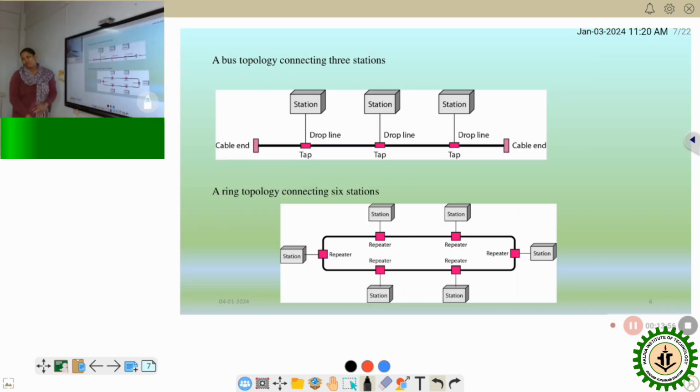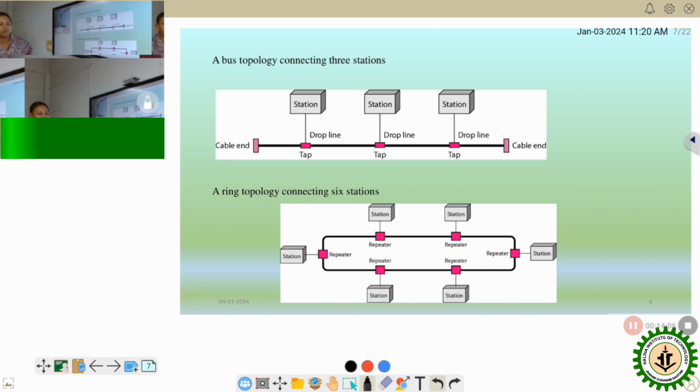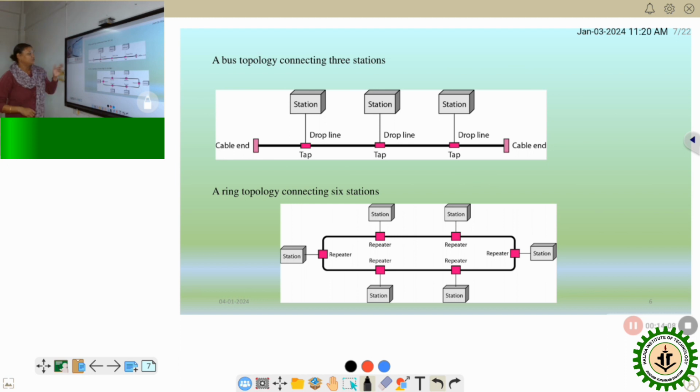Next, the bus topology. This is the easiest one. Bus means a series. Okay, a link, a series line. So suppose one cable is present there, that is the transmission media. The cable is called here the transmission medium. So at the tap point, some station is present. Here 3 stations are there in the bus topology.